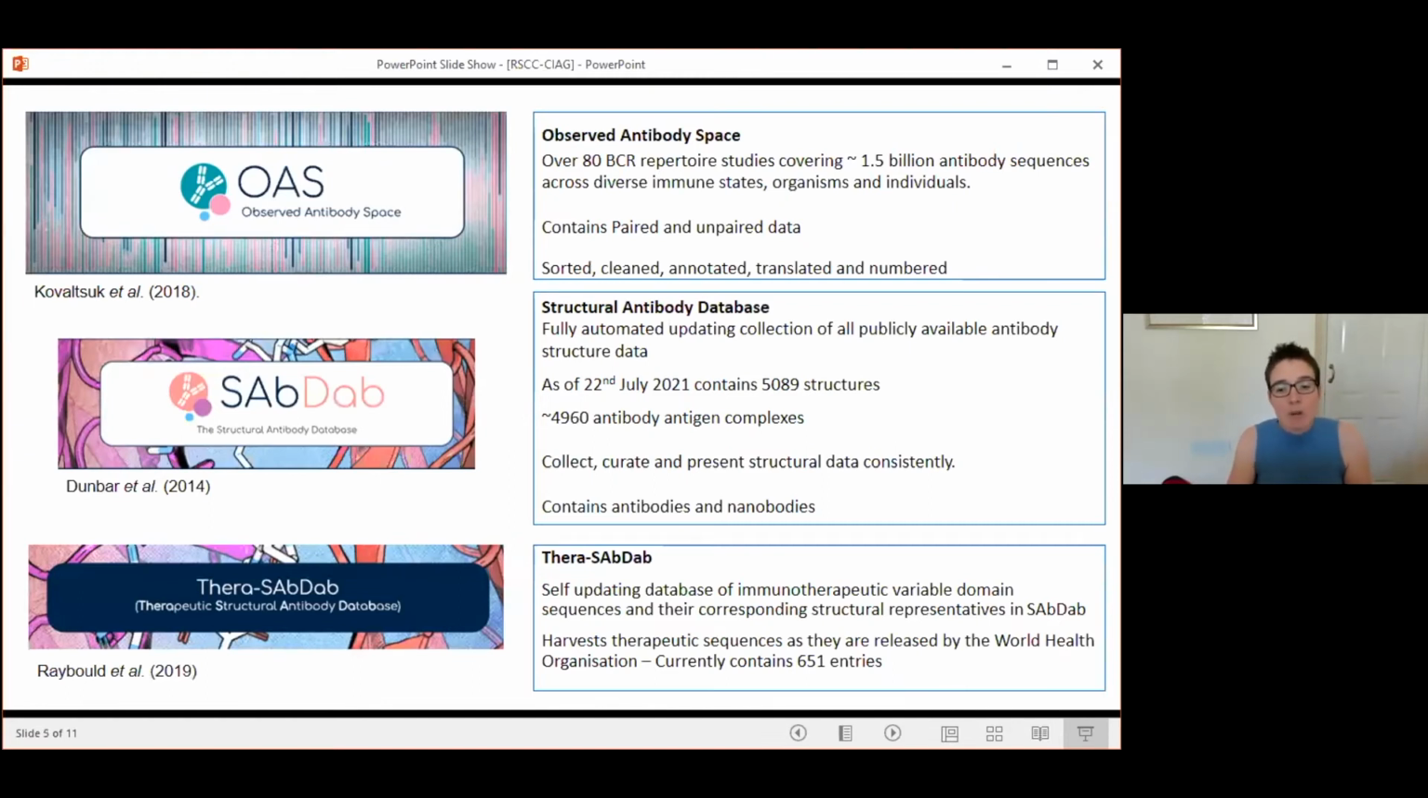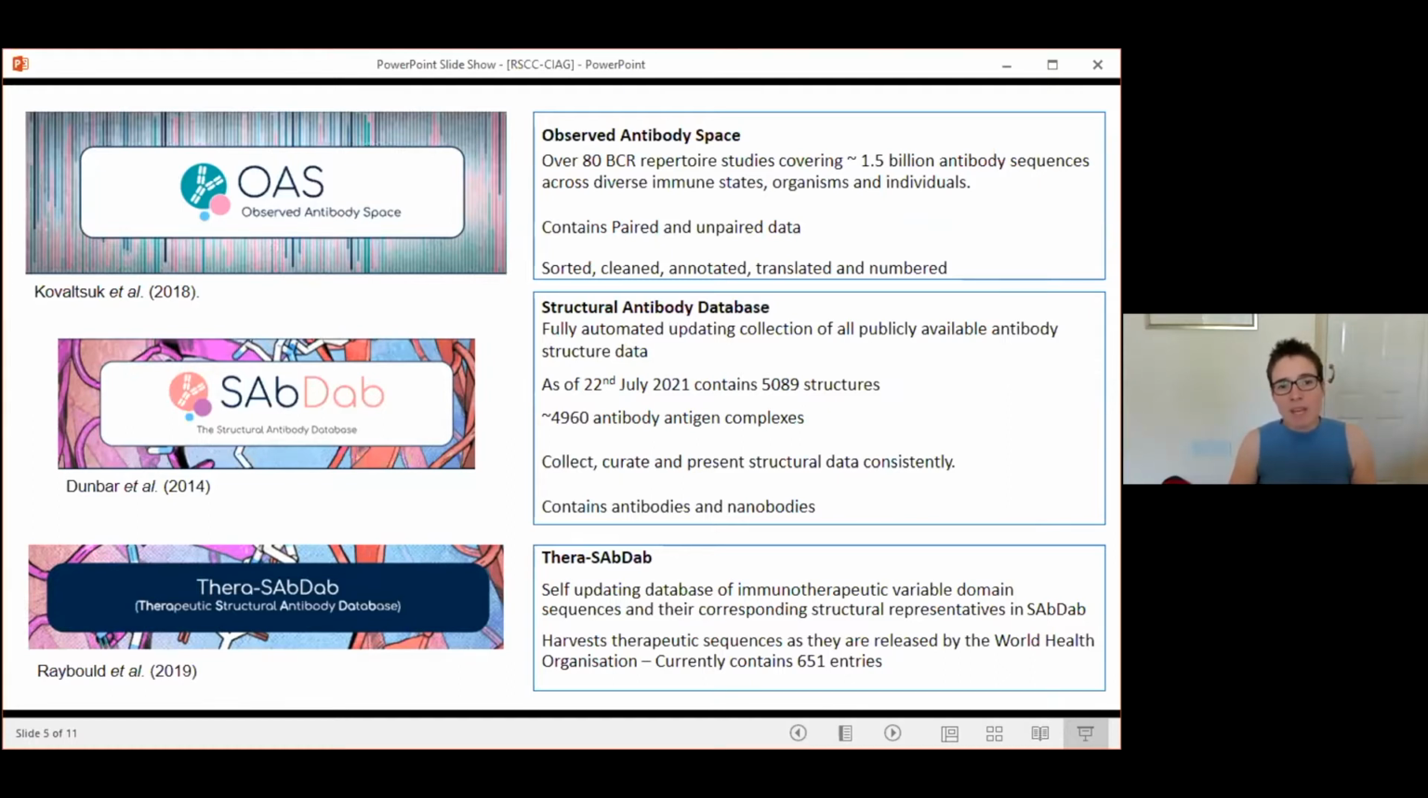So now on to the work that we're going to share with you. I'm going to start with our databases. And I think it's very important to start here with the data you have, because it's really this data that allows you to do so much. So this is 3 of our main databases on here. The first of these is Observed Antibody Space. This is a collection of those sequence data sets I was just talking about.